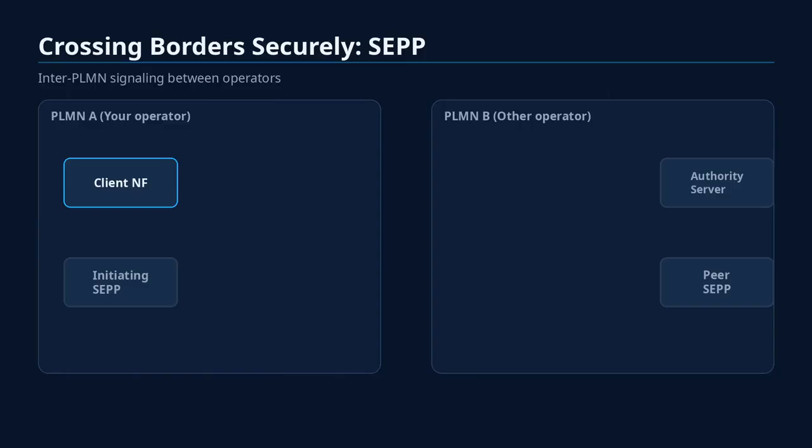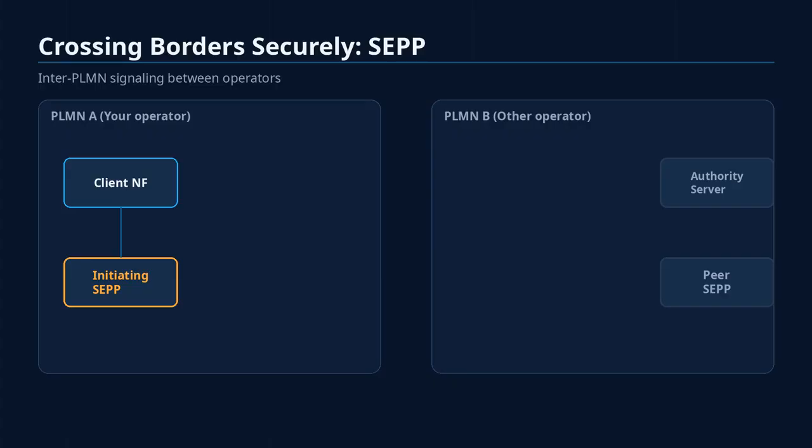But what happens when the message needs to leave the country, so to speak, when it has to cross from one mobile operator's network into another? That's called inter-PLMN signaling. PLMN just means Public Land Mobile Network in plain terms, one operator's entire mobile network. And you cannot let two different operators' internal network functions just talk to each other directly. That would be like handing a stranger the keys to your house.